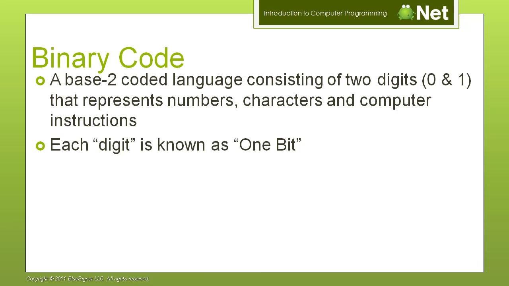Because binary is a very abstract thing that a lot of people don't know about, even when they work in computers. So what is binary code? Well, it's simply a base 2 coded language. It's not even really a language, it's a numbering system that's base 2, where we have 2 digits, 0 and 1, where 0 represents off and 1 represents on. And we can use binary to express anything. Numbers, characters, instructions.